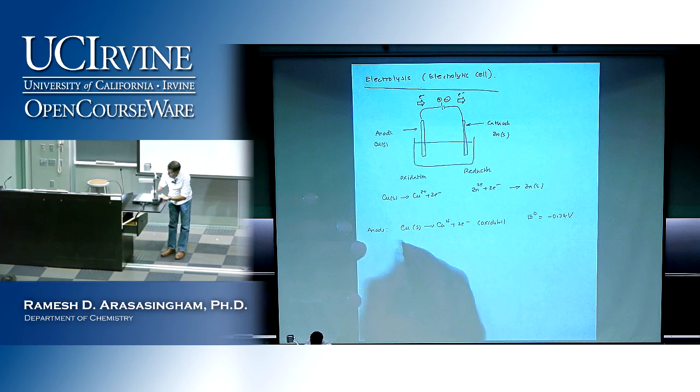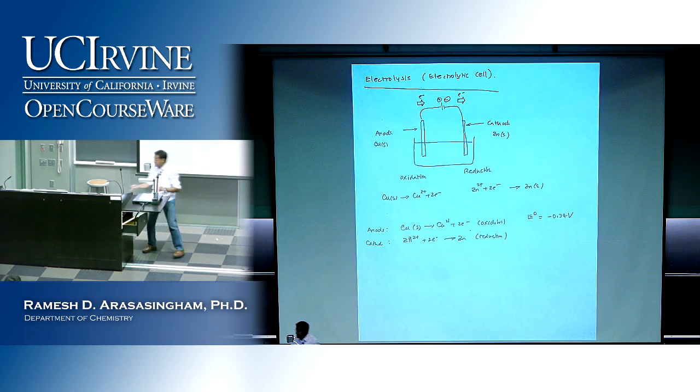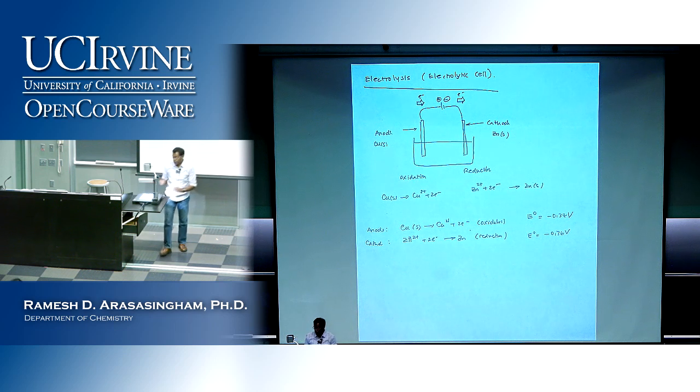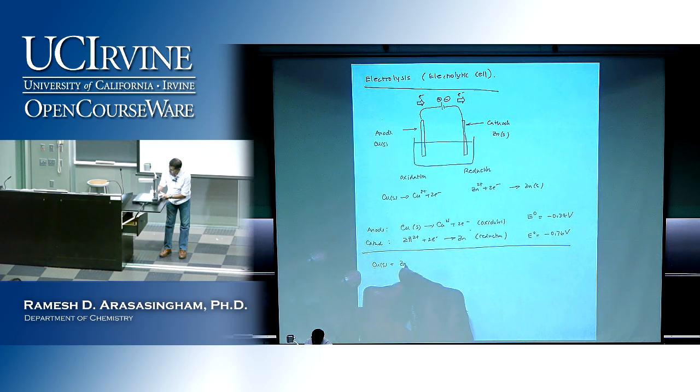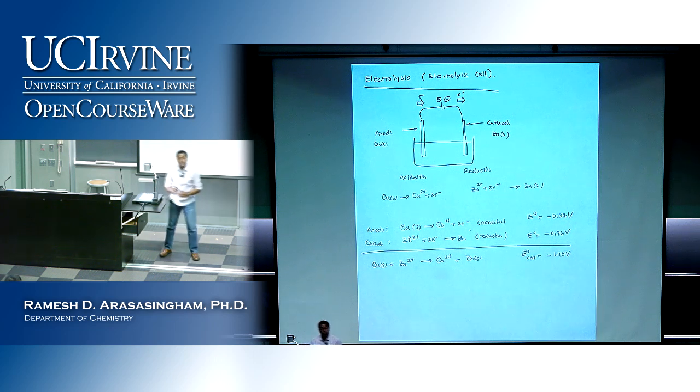Now, on this side, if I take the cathode, you can see that this is zinc 2 plus picking up 2 electrons to give you zinc solid. This is the reduction. This is the value that I would take from the tables. And in the tables, if you look at this value, this is negative 0.76 volts. All right? So for this reaction, you can see that copper solid plus zinc 2 plus gives me copper 2 plus plus zinc solid. And E naught cell for this would be negative, which is negative 1.10 volts.